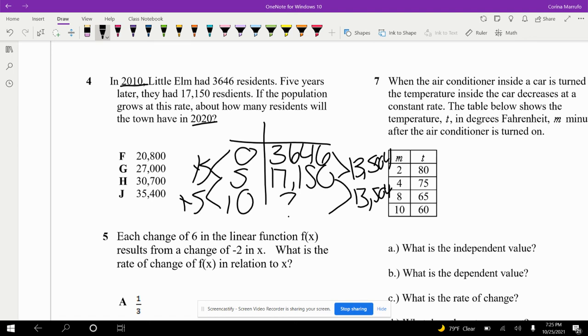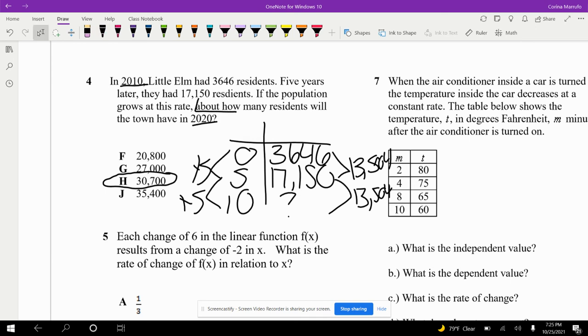So I'm going to go ahead and add that number to the 17,150, and that gives me 3654. So this one would probably be the best estimate. And remember, it says about how many. So that's why we're estimating.